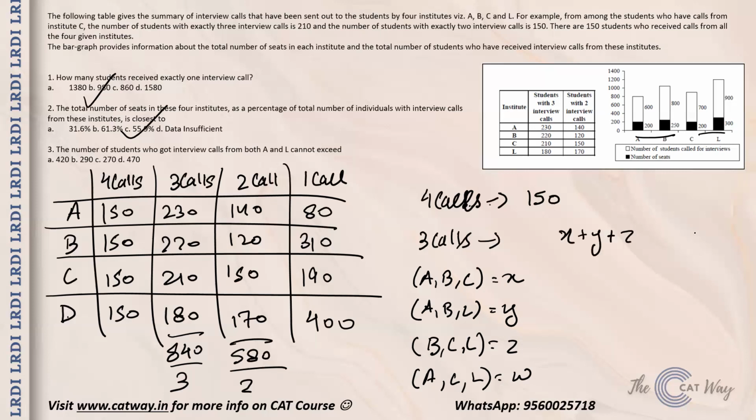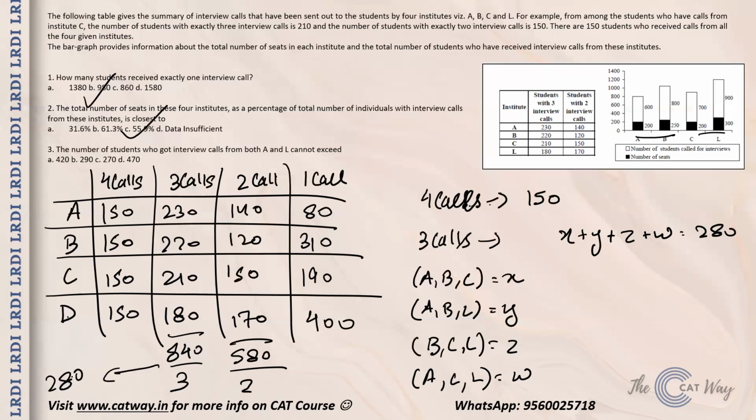We know that the sum of all these people is 280 because one person who has got calls from ABC has not been counted over here. So ABC plus ABL plus BCL plus ACL. When you combine all these people, the total, as we have already calculated from here, is 280 people.